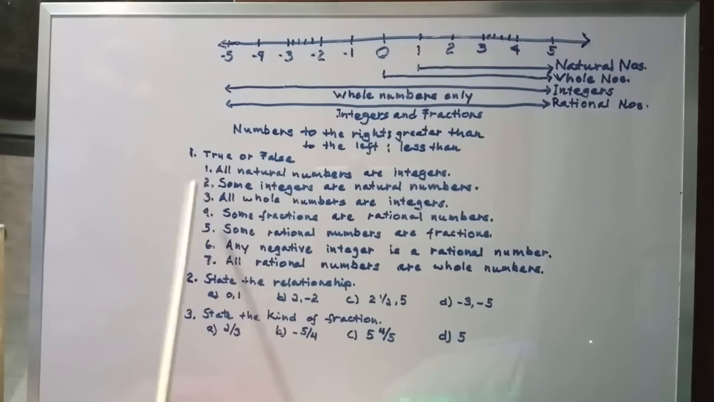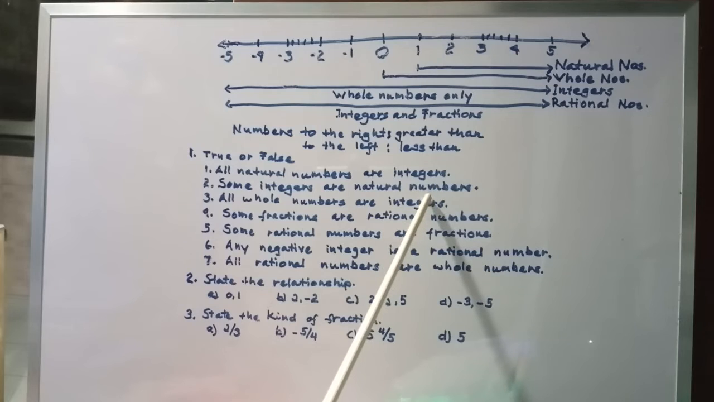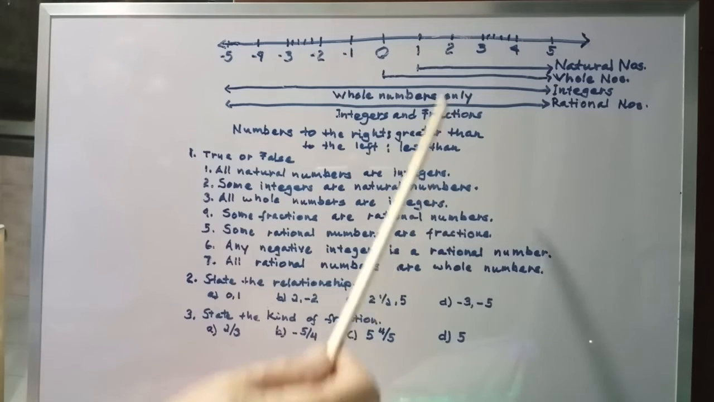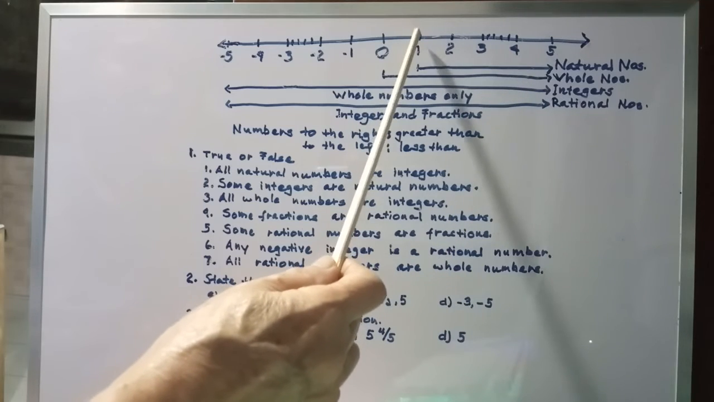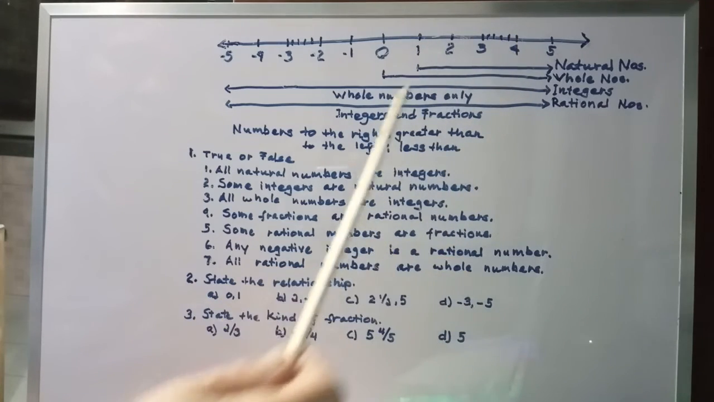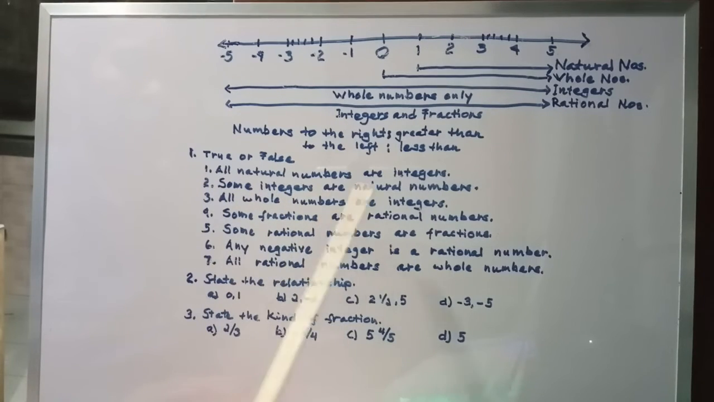Second question, some integers are natural numbers. Again, these natural numbers we know are also integers. Therefore, the second question, some integers are natural numbers, is a true statement.